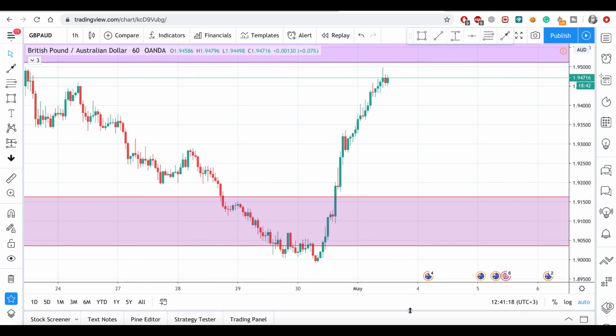We could also combine our Fib rejection with support or resistance. Let's do this on an example. Here's Pound Australian dollar again, 1 hour time frame. We have already established our dynamic support zone. So right here we are in a downtrend. Let's draw our Fibonacci.